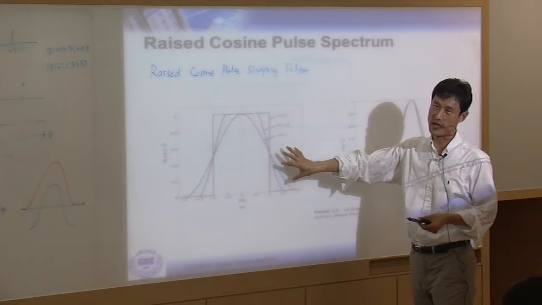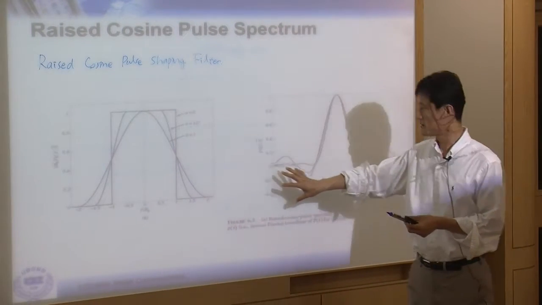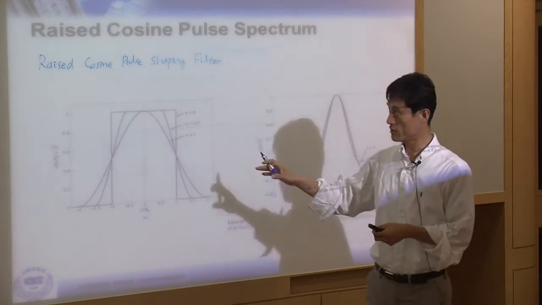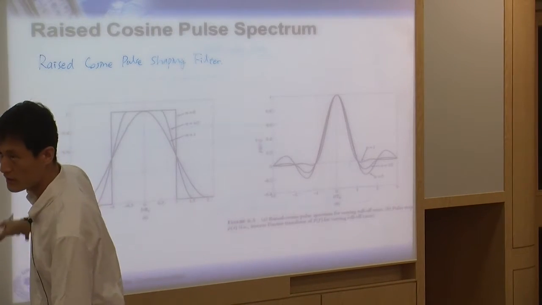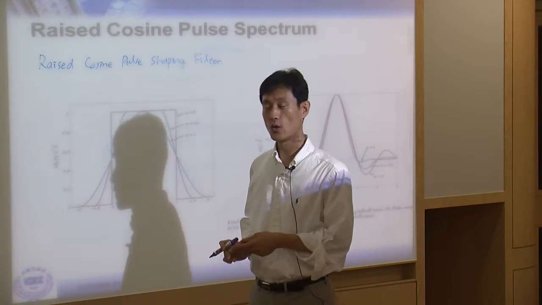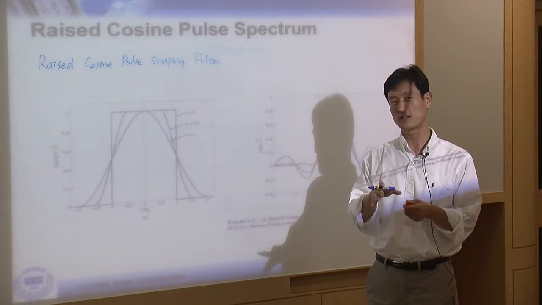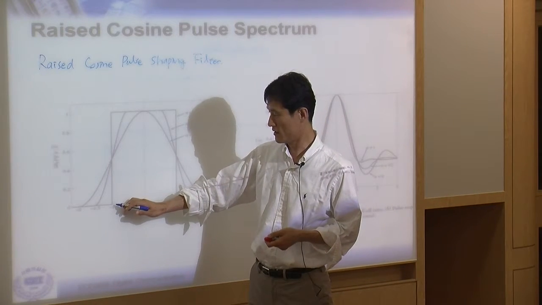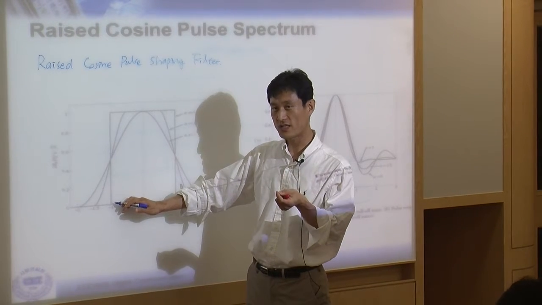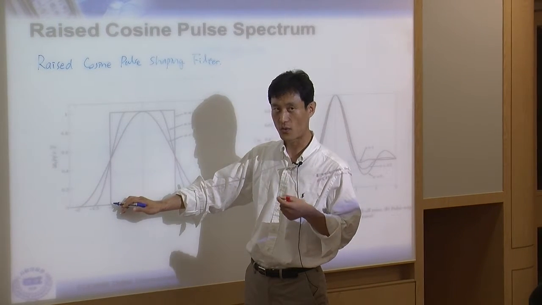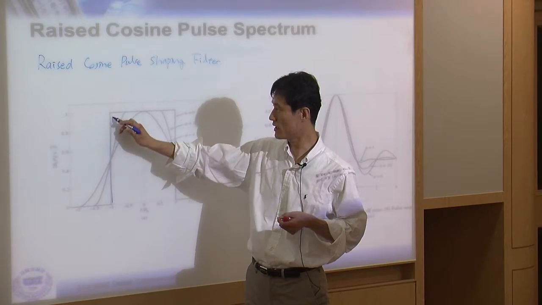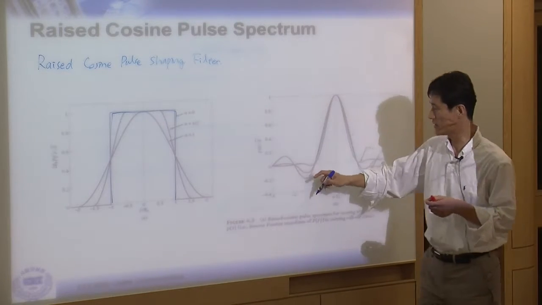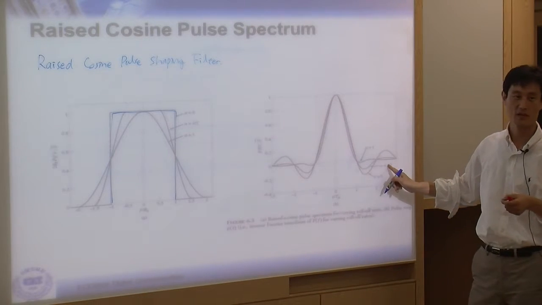This one is the frequency domain response. This is the time domain response of the filter. And what I want to tell you is that it's a comparison between this raised cosine pulse shaping filter and the Nyquist channel. Because with the Nyquist channel, we know that it's the ideal pulse shaping filter, right? The ideal pulse shaping filter looks like this in the frequency domain, rectangular, and a sinc function in the time domain.